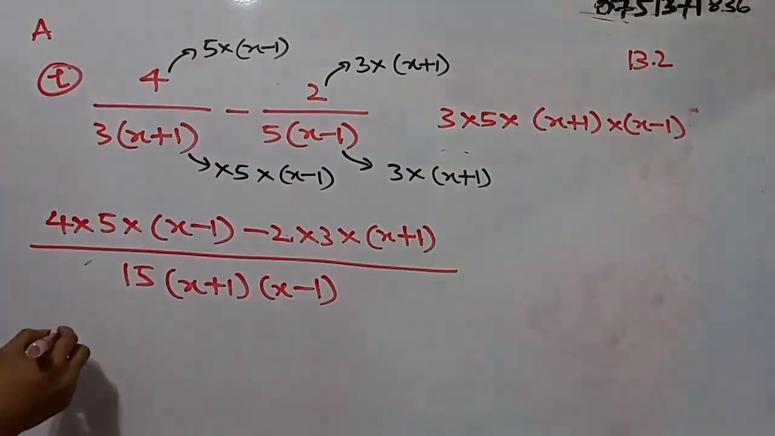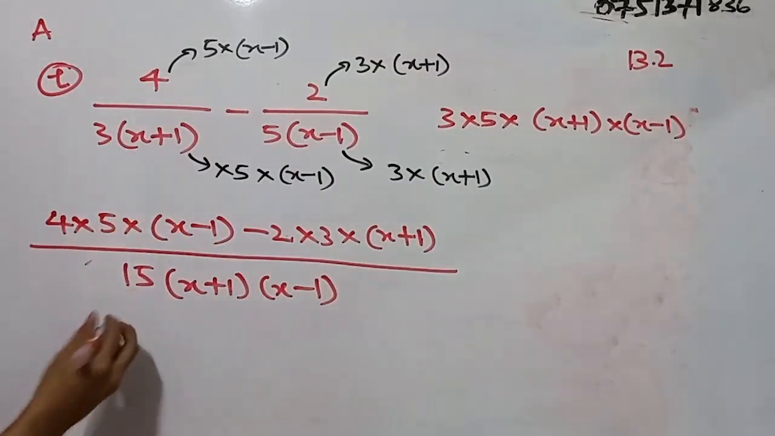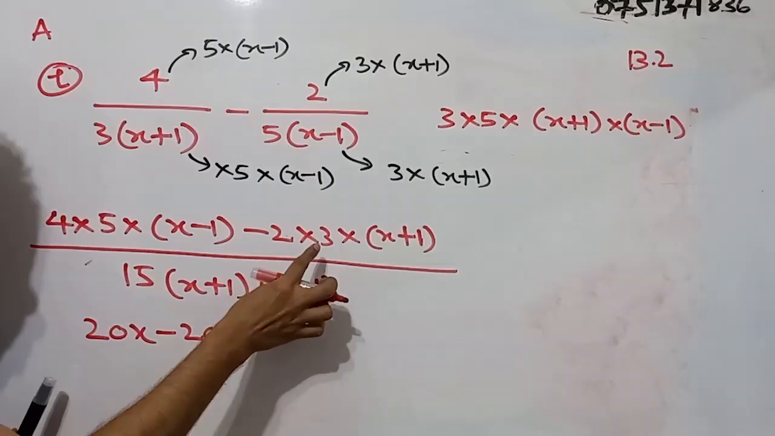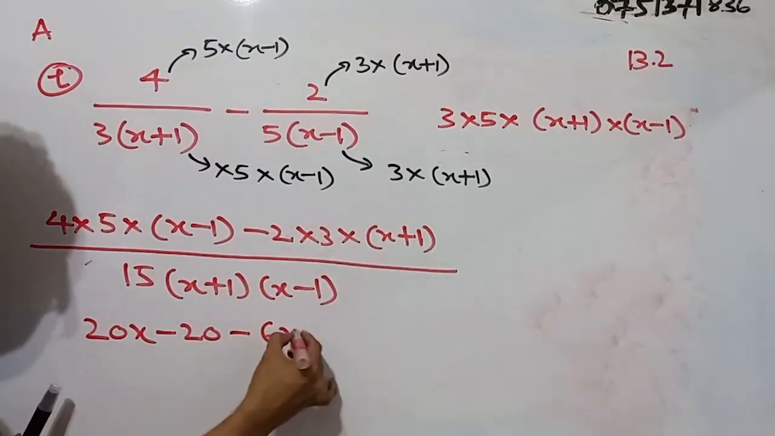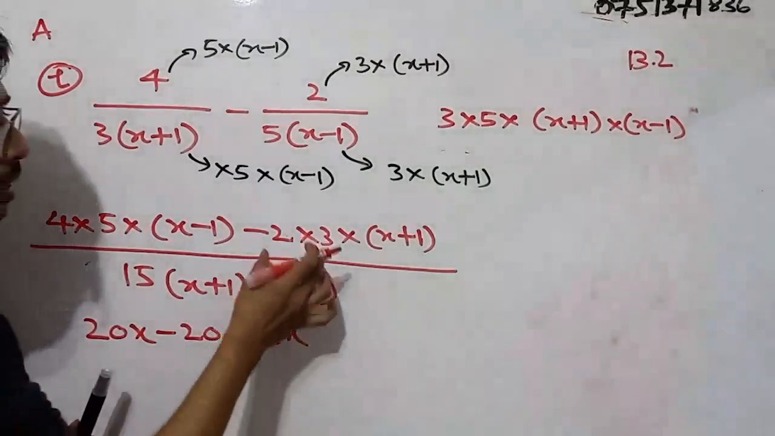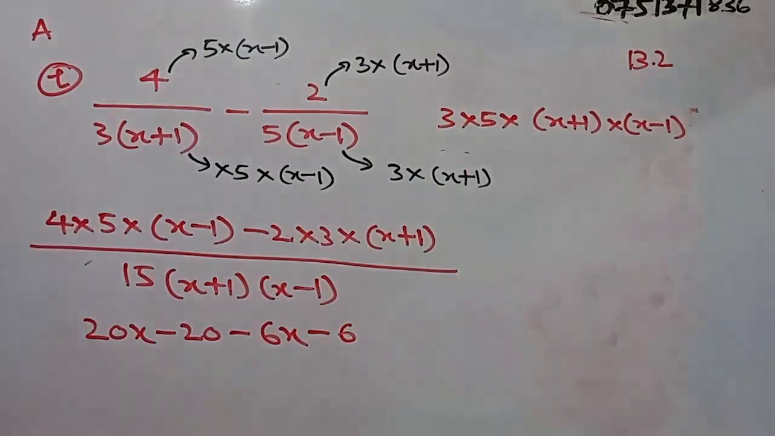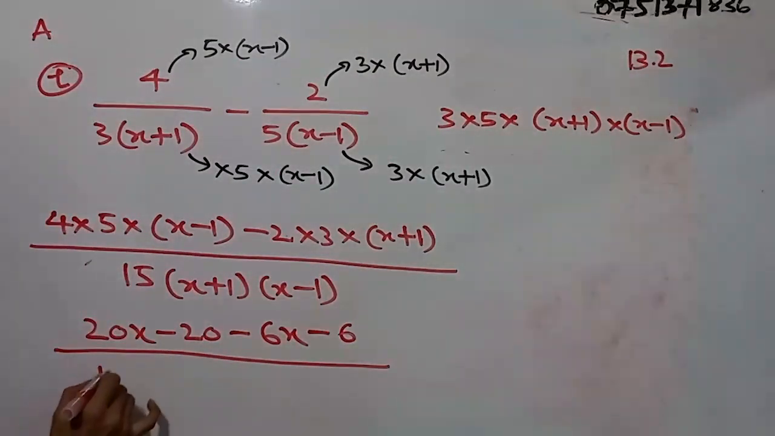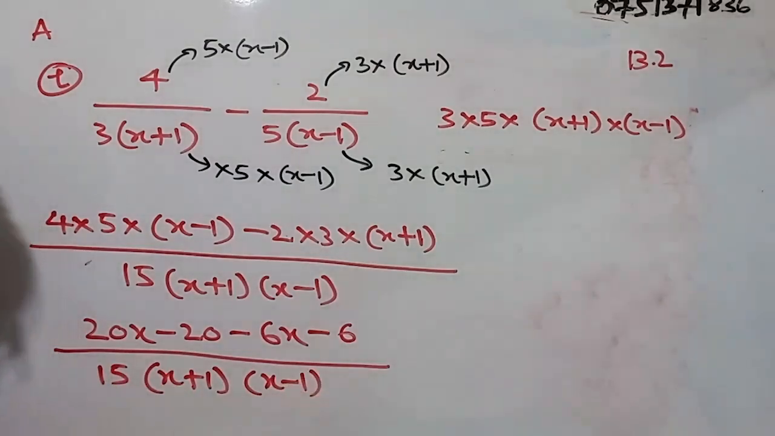Okay, 4 into 5, 20. Right? So we will simplify the brackets as well. So 20 into x, it will be 20x. Then minus 20. Here be careful, 2 into 3, that is 6. But it's a negative 6. Negative 6 into x, what's the outcome? Negative 6x. Right? 6 into 1, it will be 6. Negative into positive, it will be negative. Okay? Then the entire expression needs to be divided by what? 15 into x plus 1 into x minus 1.